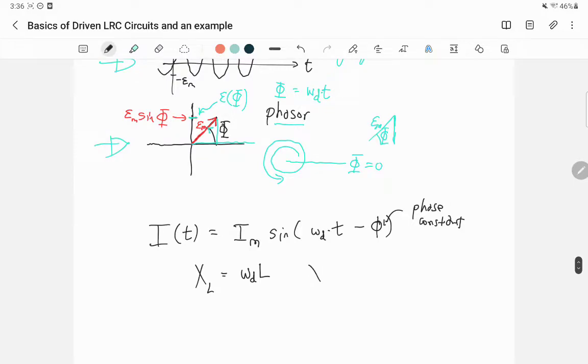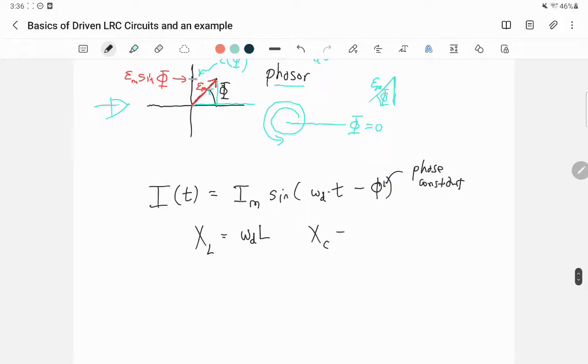There's also another reactance. It's called the capacitive reactance. It's how the capacitor is going to push back on the current, or in a sense, it has a reaction to the current trying to change. This one, though, is kind of strange. It's 1 divided by the driver frequency times the capacitance. And then there is a resistive reactance, but it's just the resistance.